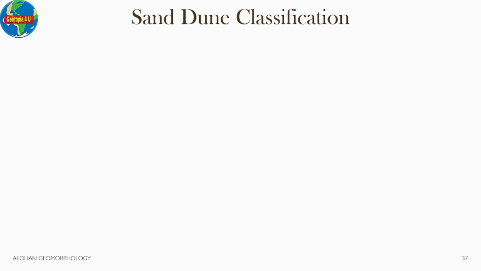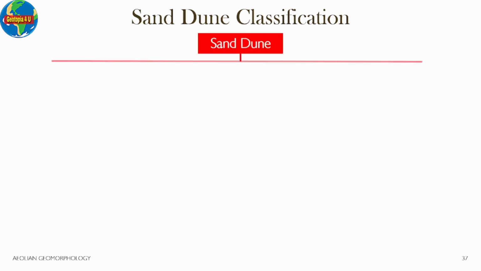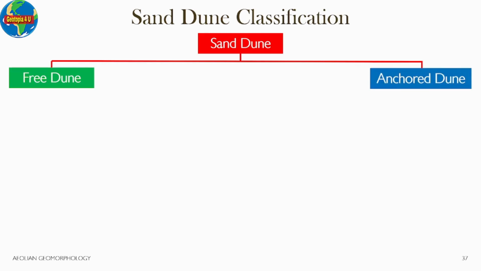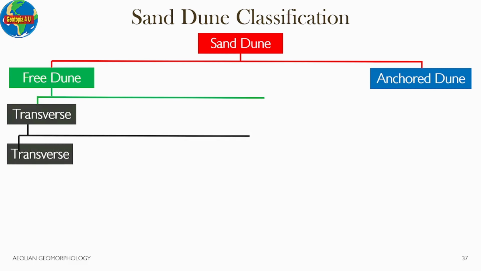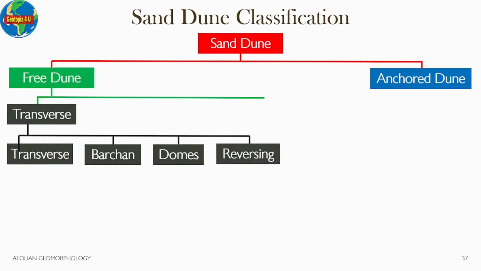Sand dune classification. Sand dunes can be divided into two broad categories. Number 1, free dune, and number 2, anchored dune. Free dunes can be of 4 types. Number 1, transverse dune. Transverse variety of free dunes can be of 4 types. Number 1, transverse. Number 2, barkhan. Number 3, domes. And number 4, reversing dunes.